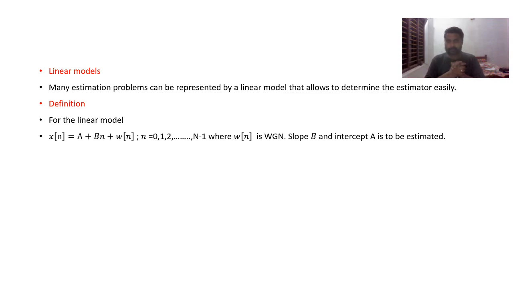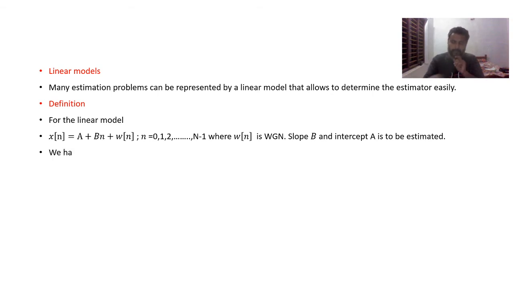Slope here, as I told you, a is nothing but the intercept and b is nothing but the slope. That is a two-parameter model that has to be estimated. So I can represent this as x of n: x of 0 is a plus b of 0 plus w of 0. That is one case. x of 1 is a plus b into 1 plus w into 1. x of 2 is a plus b into 2 plus w into 2, etc. x of n minus 1, I can write as a plus b of n minus 1 plus w of n minus 1.